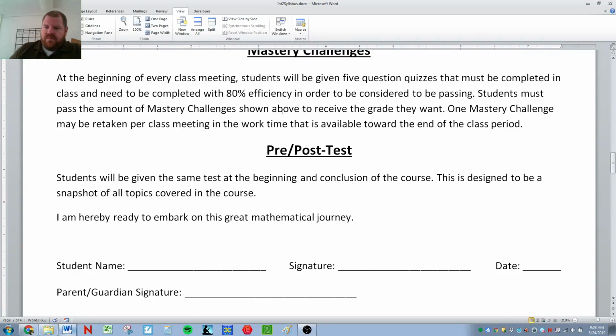So students must pass it. I'll talk about how to get the grades you want. If you don't pass a mastery challenge, that's okay. One mastery challenge may be retaken per class meeting, in the work time that's available at the end of the period. If I end up not being able to get through what I want to get through in class, you might not have a chance to retake a mastery challenge in that class meeting. So you want to make sure that you stick to the time limits.